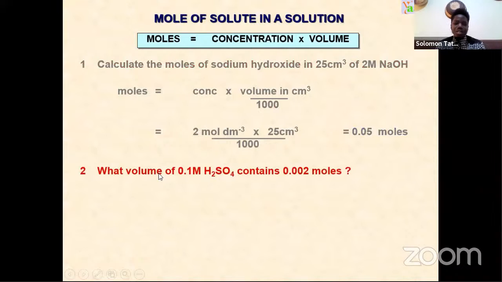Okay, we have another question here. What volume of 0.1 molar sulfuric acid contains 0.02 moles? So we are being asked for volume, right? We have concentration and we have the number of moles. So if you go to our triangle and cover volume, and substitute in, what do you get?